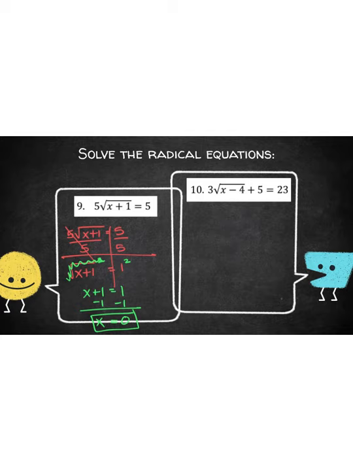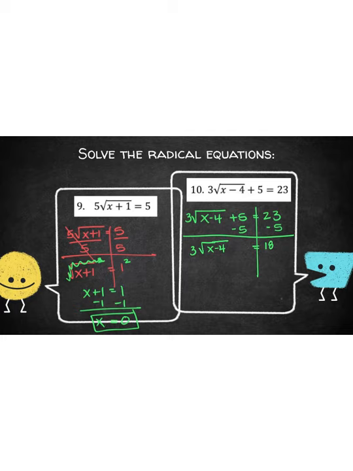Okay, number 10, we're going to do the same thing, but now I have a 3 on the outside of the radical, and then I have a plus 5 right after it. So this one's going to be kind of multiple steps. So here I'm going to start with 3 times the radical of x minus 4, plus 5 equals 23. Okay, to get rid of that plus 5, I'm going to first start with minus 5. So we want to start by adding and subtracting first. So now I still have 3 times the radical of x minus 4 equals 23 minus 5, and I'm left with 18.